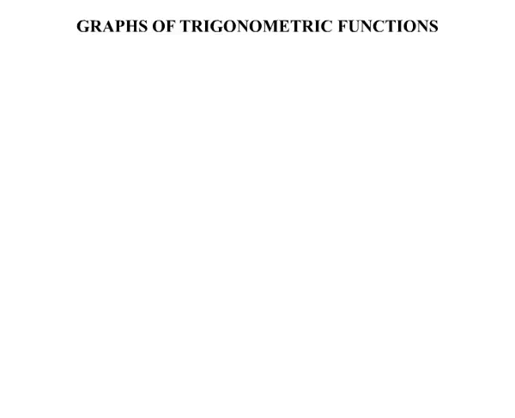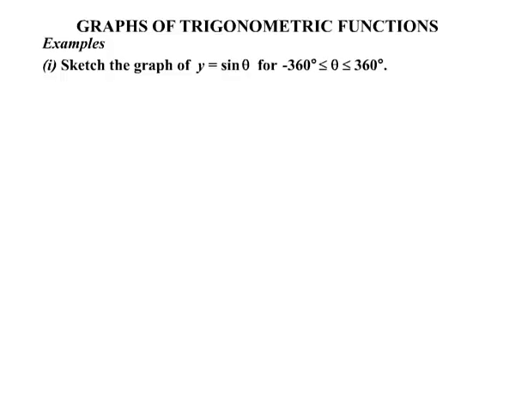Now in this lesson we do some work on the graphs of trigonometric functions. Let's look at some examples. The first one, we need to sketch the graph of y equals sine theta for negative 360 degrees less than or equal to theta, less than or equal to 360 degrees.